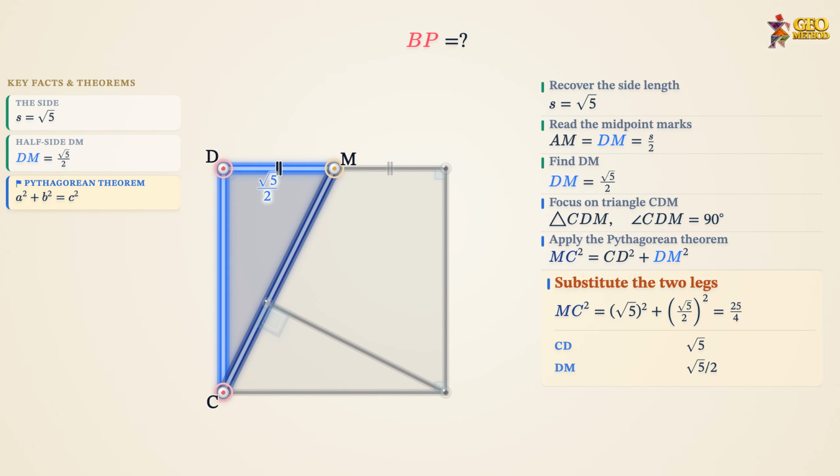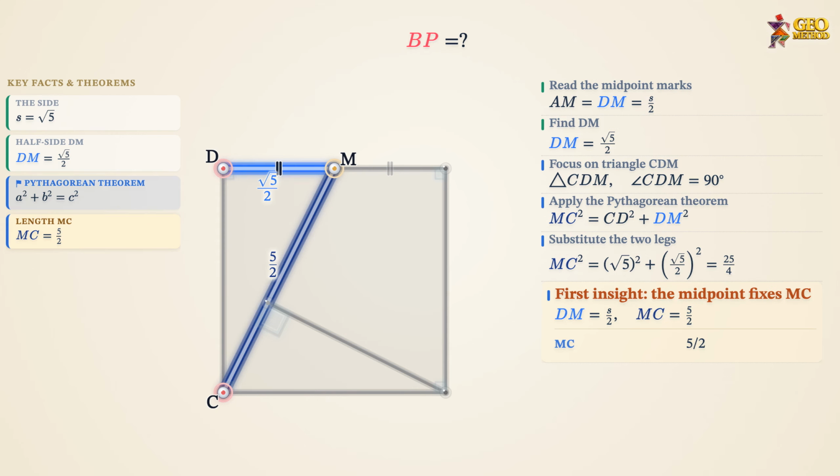Substitute segment CD equal to root 5 and segment DM equal to root 5 over 2. Their squared lengths add to 25 over 4. Here's the first insight. The midpoint fixes the leg ratio inside triangle CDM, so the diagonal segment MC is forced to be 5 over 2. We have determined it before touching the target segment BP.